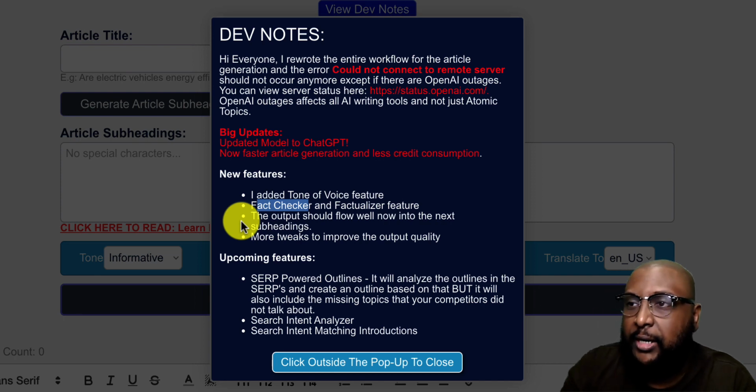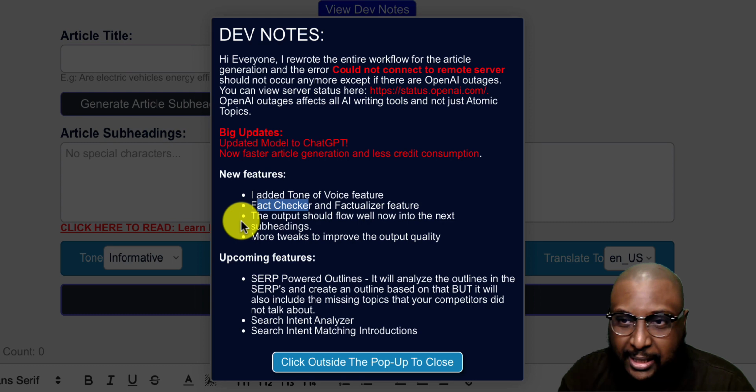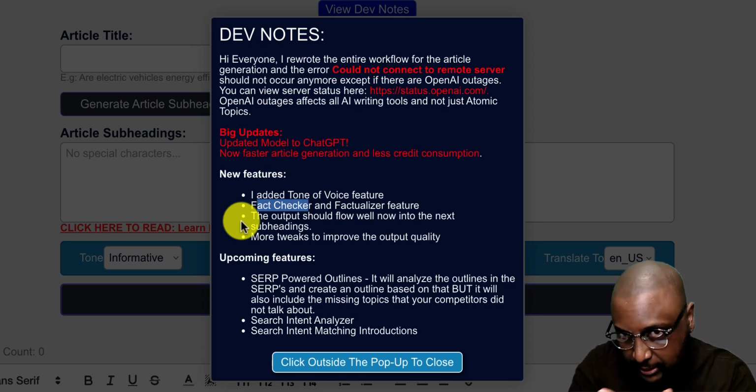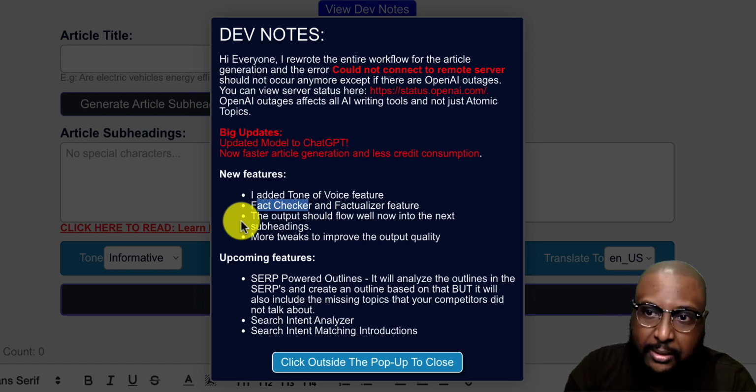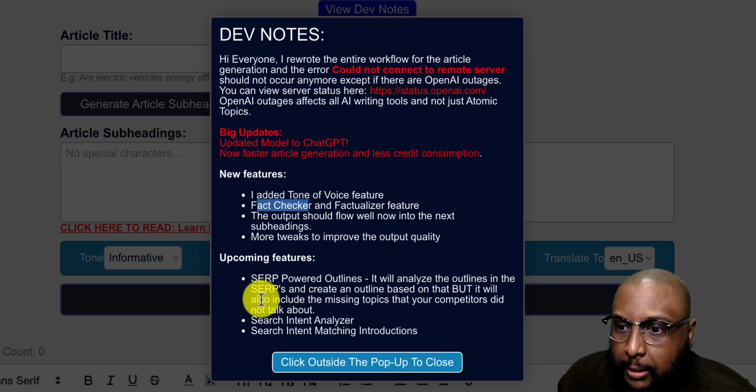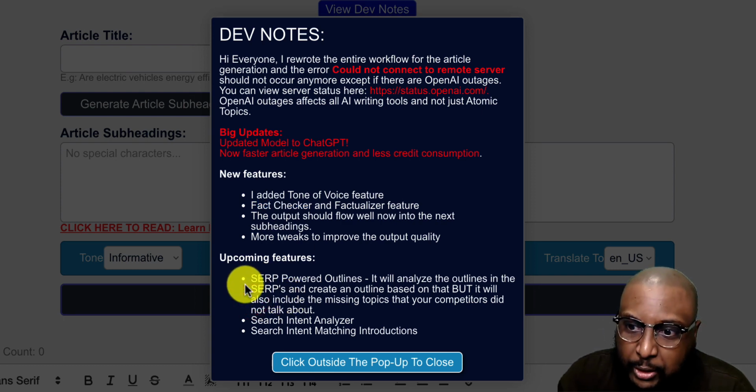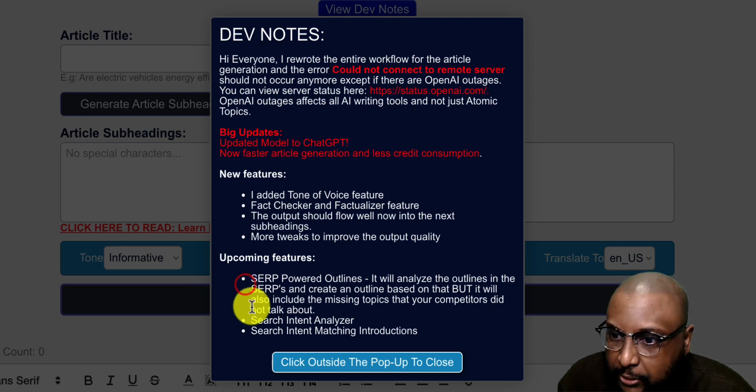So they created connector type sentences or paragraphs that will help your articles sync up and kind of tease the next subheadings. And apparently they're also working on a search engine results page outline, powered by the search engine results, right? So you could get your H2s from the results for your keywords from the competition that's already ranking in the top 10. Let's see what else they say.